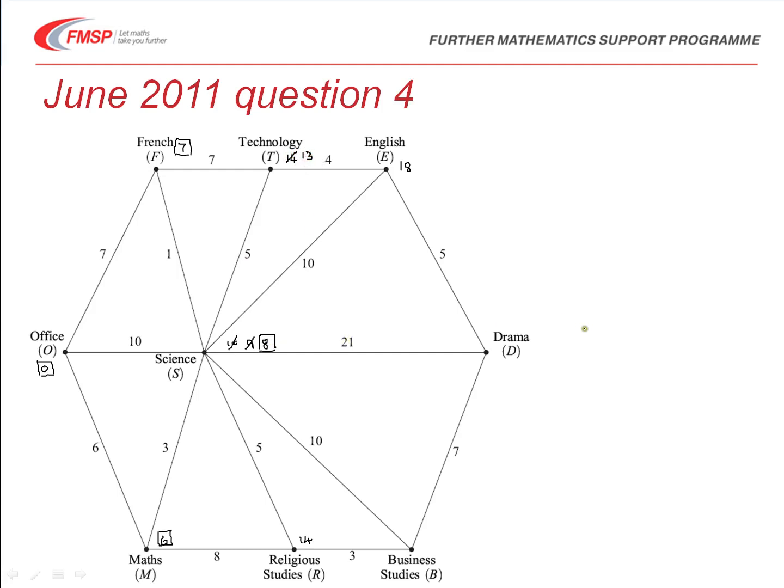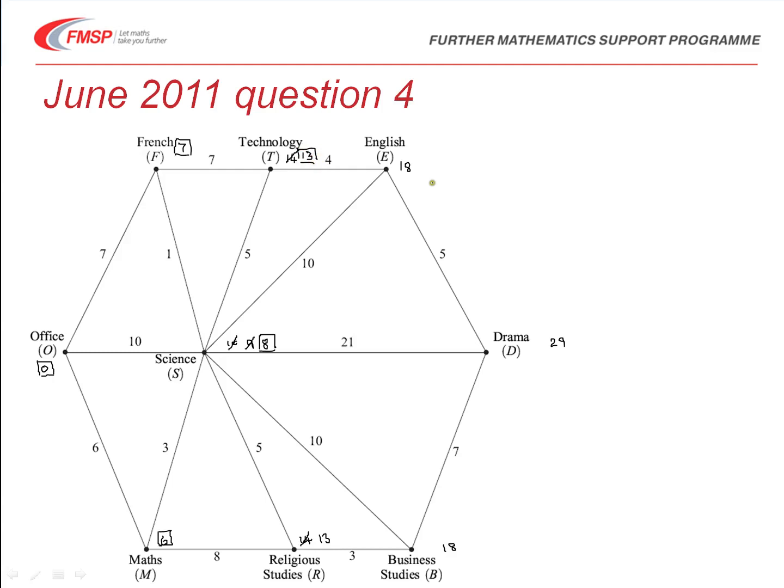8 plus 21 gives us 29 to drama. 8 plus 10 gives us 18 to business. And then 8 plus 5 gives us 13 to the religious studies, so that's an improvement, so that one is replaced. We now look for the smallest values. We've got 13 at technology, we've got 13 at religious studies, so we can take either of those next. So 13, we'll box the technology one first.